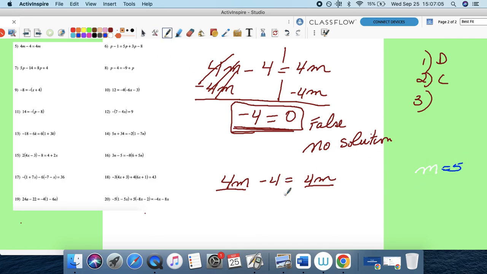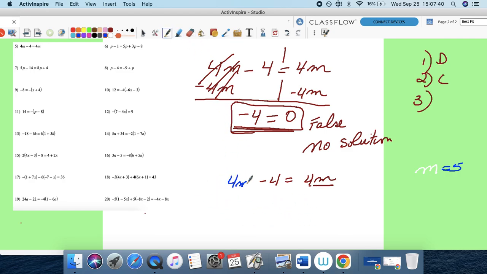On the left side, if I were to substitute, I would get 4 times 5 minus 4. On the right side, I would do 4 times 5. Notice that the 4m on both sides, when I substitute with 5, are both equal to 20. So 4 times 5 is 20 on this side. But on the left side, after I multiply 4 times 5, I have to subtract 4, which gives me 16. And 16 is definitely not equal to 20. So that doesn't work.